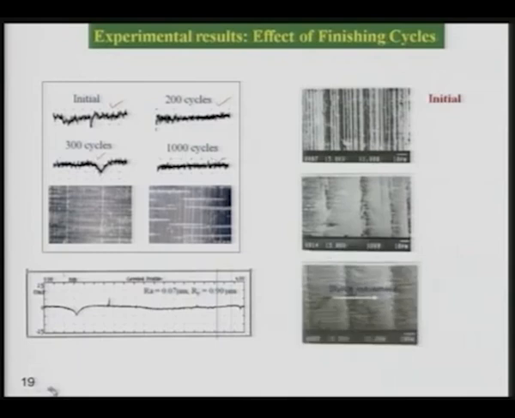So this is the initial surface, and after a certain number of cycles you can see the difference between this and this, that peaks have been sheared off and the width of the peaks is continuously increasing. Here it is further increased and sheared off, and only at larger intervals you are finding the deep valleys, and the stylus movement is in this particular direction.